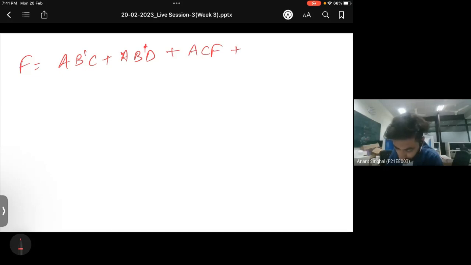Okay. Maybe I'll try to give you one question. I'll give you a random question maybe. Let's suppose it is given AB by C plus AB by D plus ACF plus ADF. So can you tell me the gate cost with and without NOT gates?